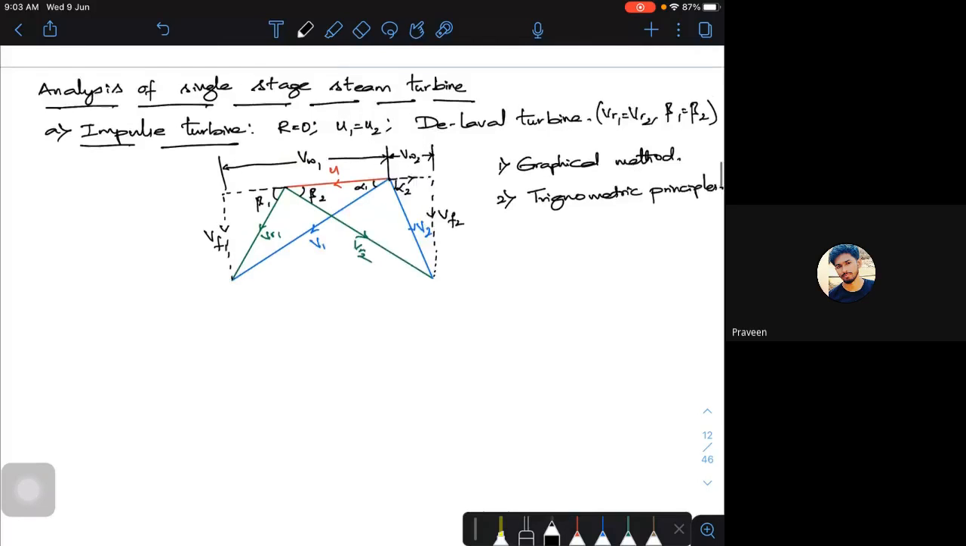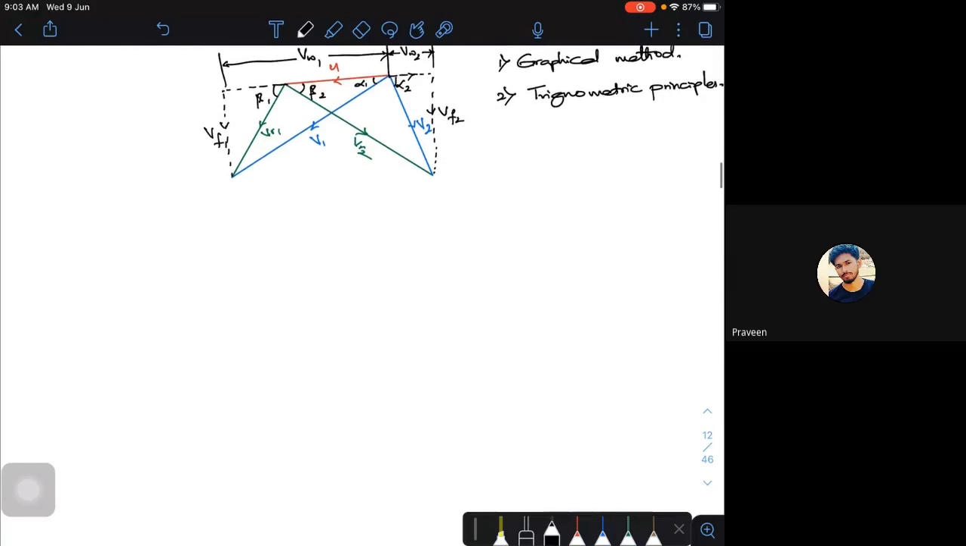Now, first, let's try to obtain the expression for blade or vane efficiency for this particular impulse machine.